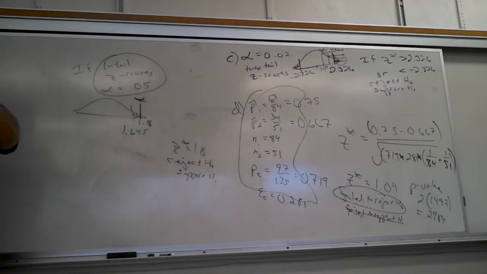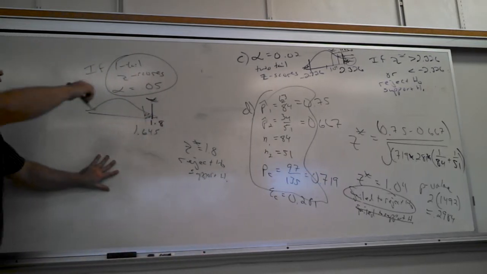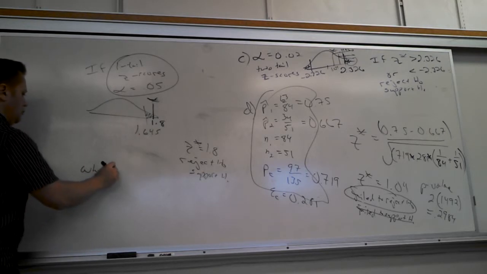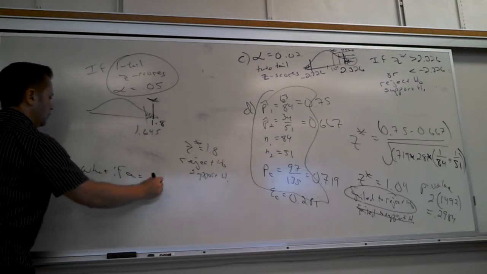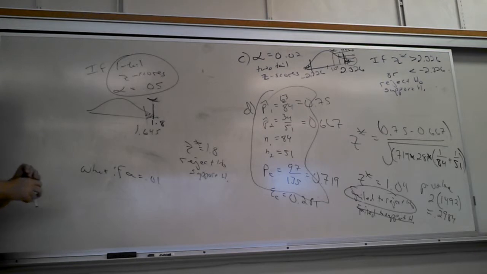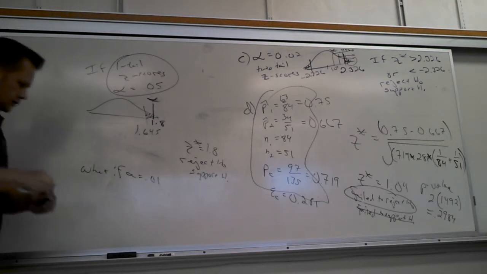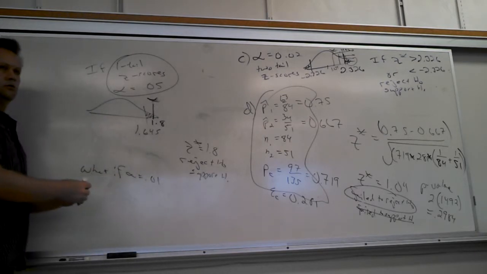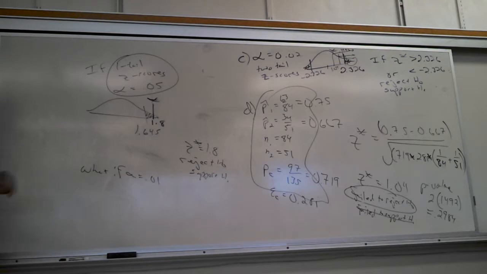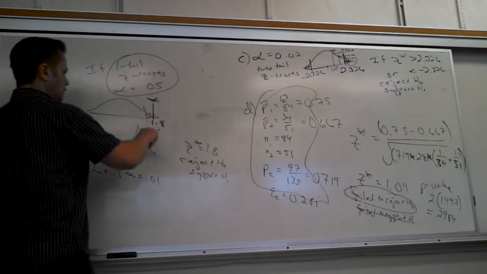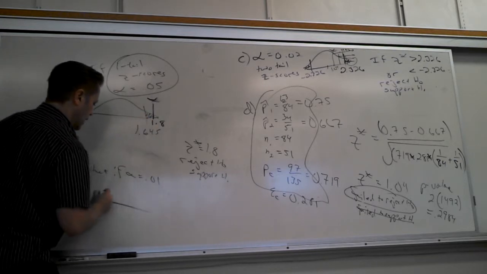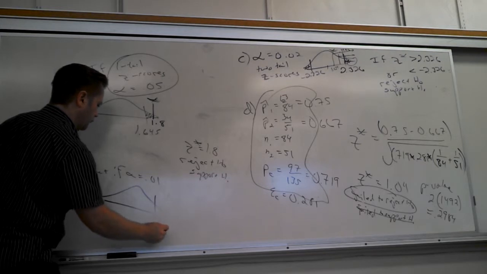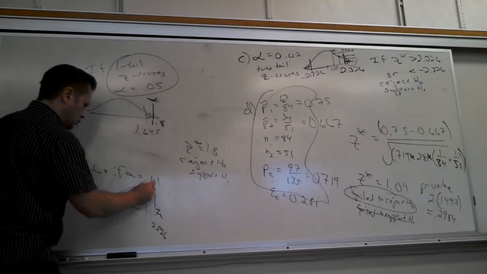So now what if alpha was 0.01? What would change? The Z value. So what would it be now? Careful now, it's a one-tail test. 2.326. So it would be 2.32. Where would 1.8 fall? Behind. Oh, I didn't make it.